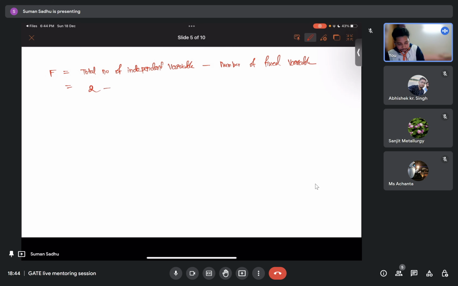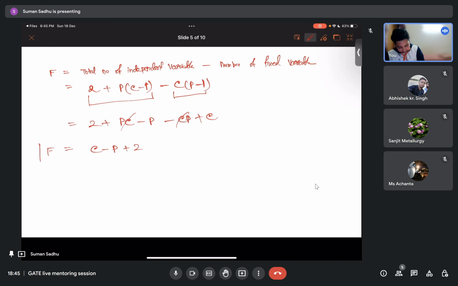Two is for temperature and pressure, then P into C minus 1 is for the composition, and this is for the equilibrium thing, C into P minus 1. So this is the fixed variable and this is your total number of independent variables. It will be 2 plus P into C minus P, minus C into P plus C. This CP and CP will get cancelled out. So now we have C minus P plus 2. This is your degree of freedom.